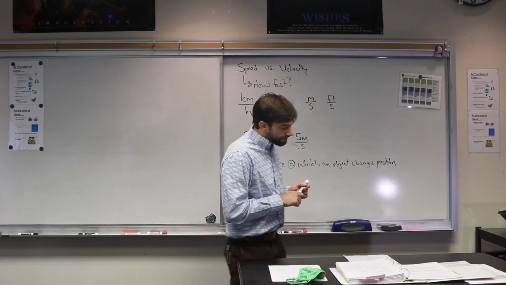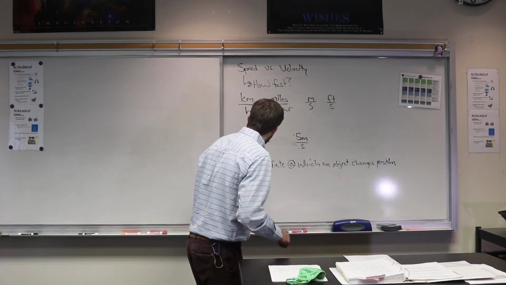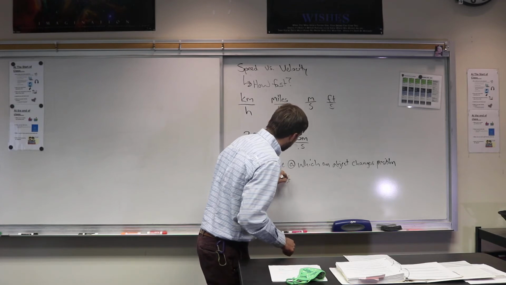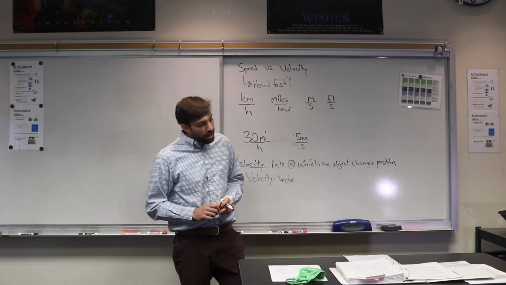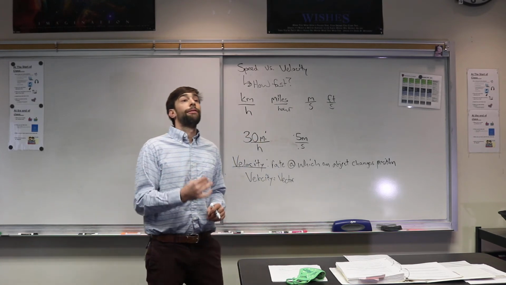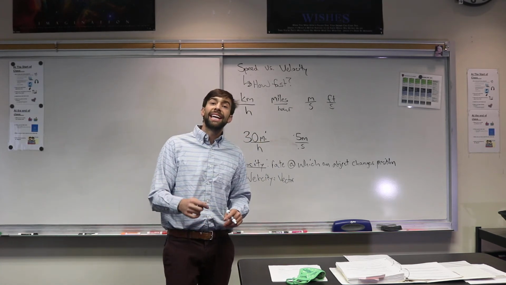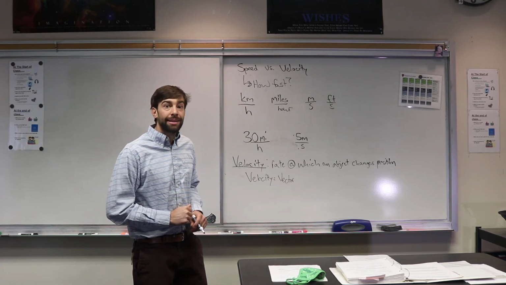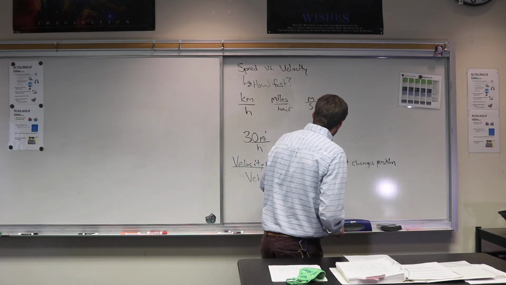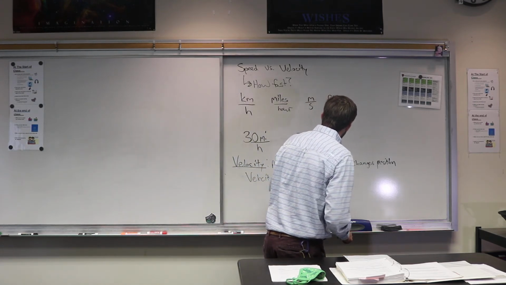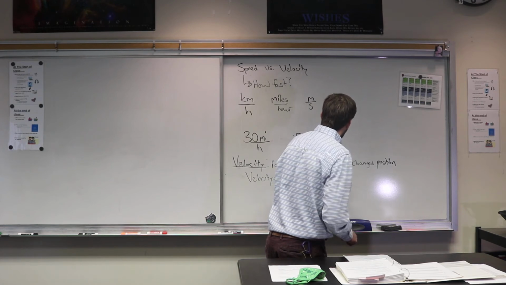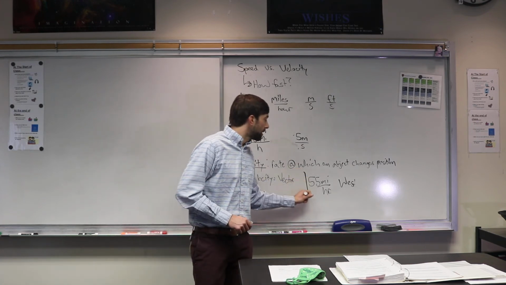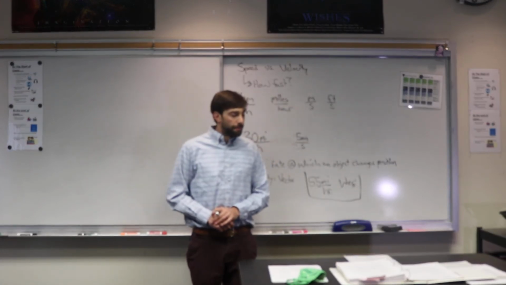So velocity is a vector. And so it being a vector, if I'm describing a velocity, it needs both a number, a unit, and it also needs a direction. So 55 miles per hour west. That would be a good velocity.